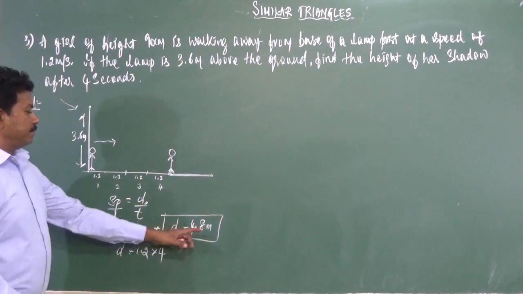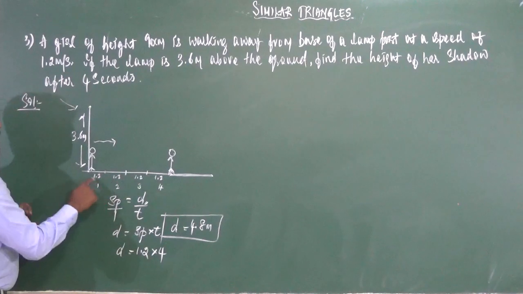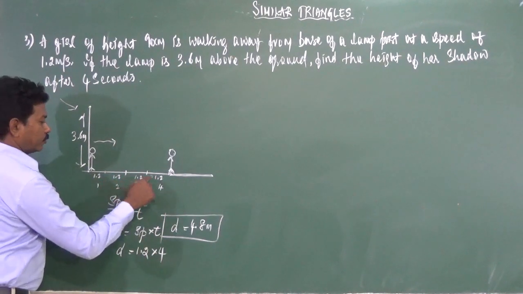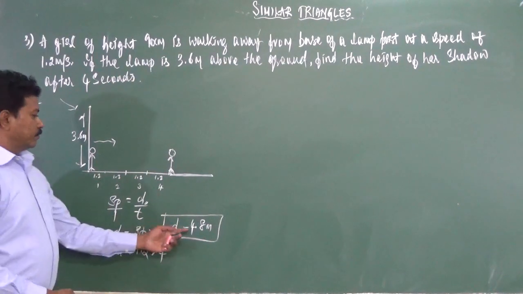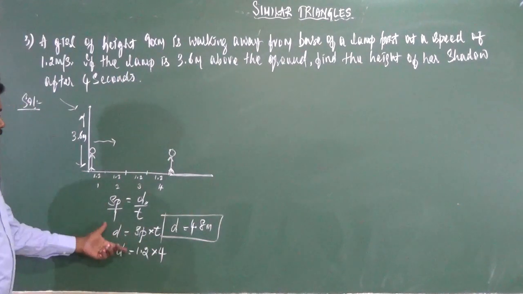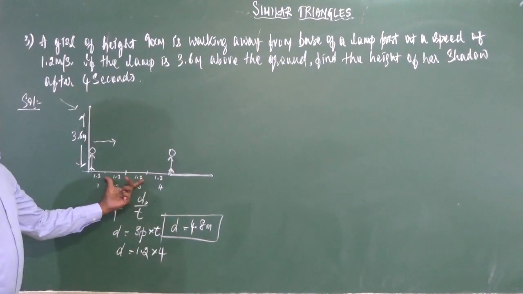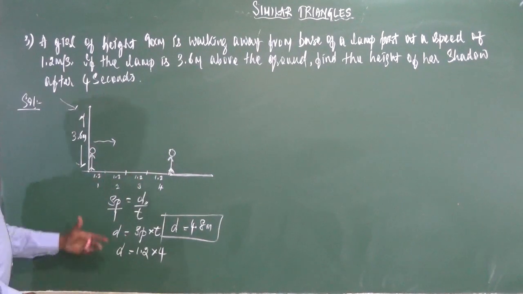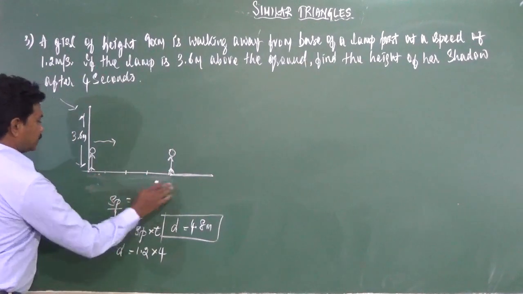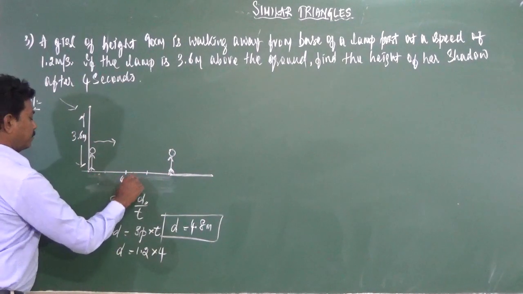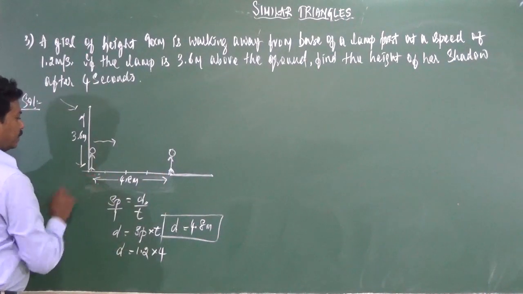That is 4.8 meters. Or else, as I told you here, it is 1.2 plus 1.2 plus 1.2 plus 1.2, multiplied by added 4 times, that is 4.8. Either by using formula I can do it, or by general oral method you can calculate this. So I hope you got the problem here. So this distance is 4.8 meters.